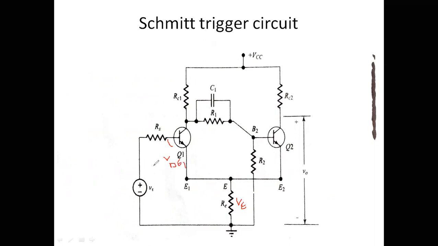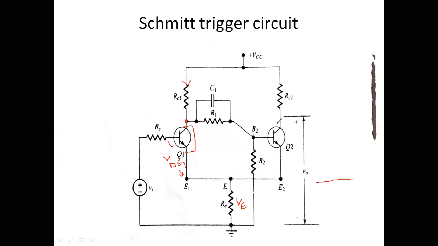When your input voltage is greater than the sum of these two voltages, only then will this transistor be on. When this transistor is on, it is short circuited, so there will be more current flowing in this branch. Due to that current, there will be more drop across this resistance, and the voltage at this point will be very less. Therefore this voltage may not be sufficient to drive this transistor, so it moves to the cutoff zone.